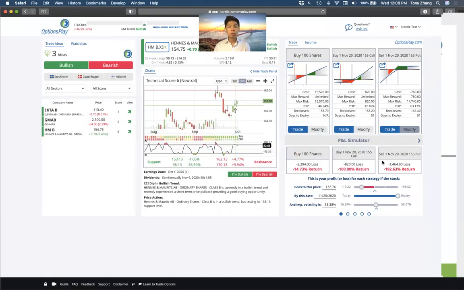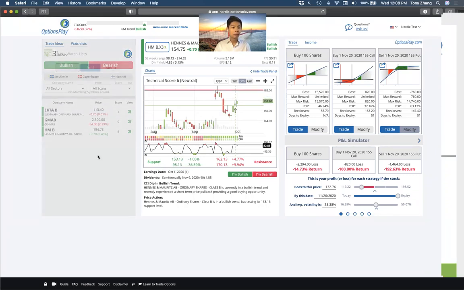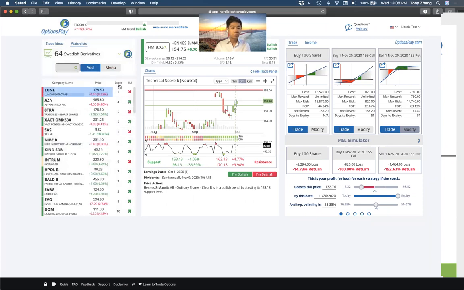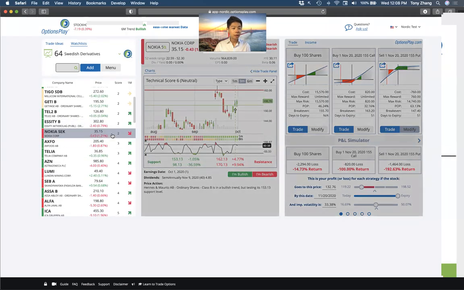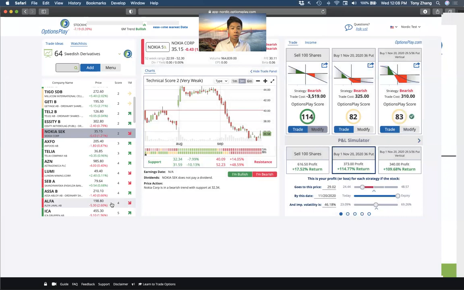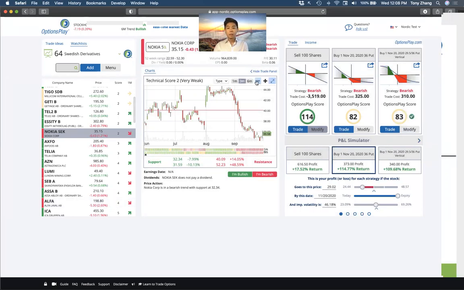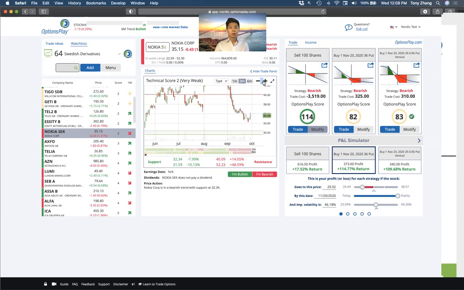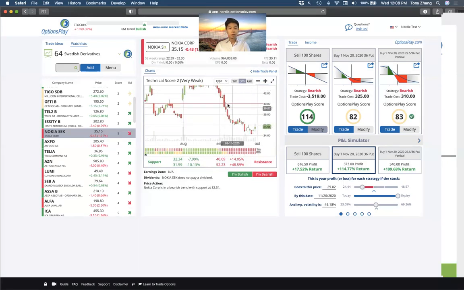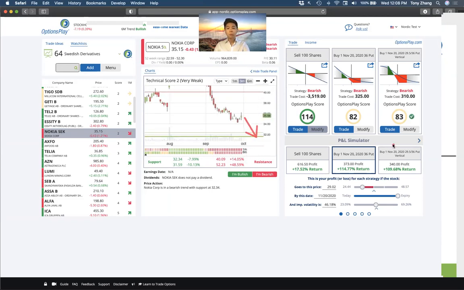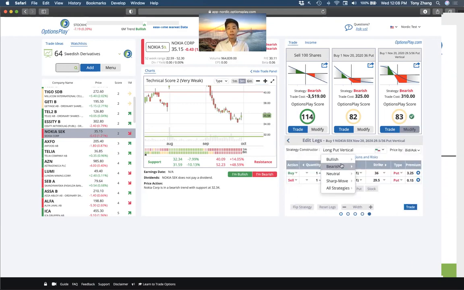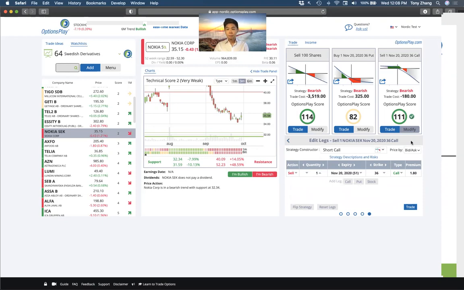So with that, I'll do one more example. Let's find a weaker stock that maybe is moving lower. Let's look at Nokia. Nokia is a pretty bearish stock, right? So I think most people would agree that this is a fairly bearish stock. It recently had a very big move to the downside. Maybe you think the stock is going to continue moving to the downside. So let's take a look at buying a November put option, and let's look at selling a call option instead.